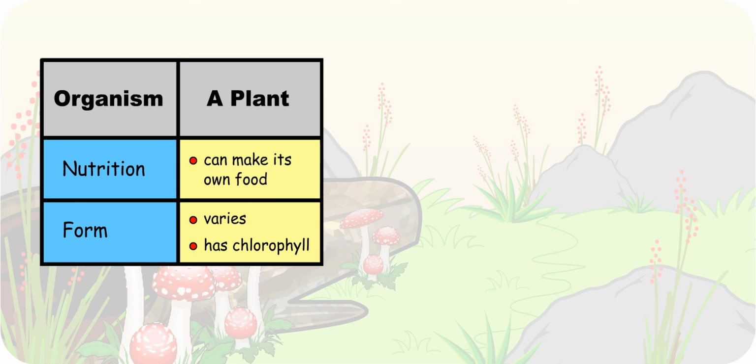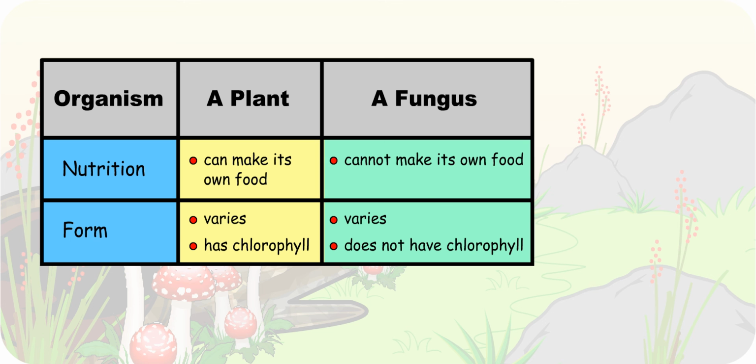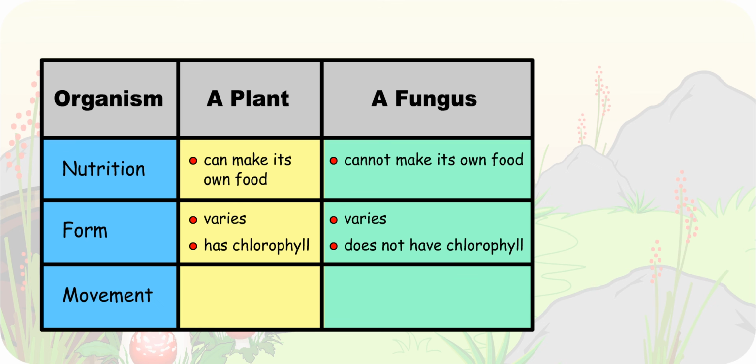Most plants can make food because they have chlorophyll. In the case of fungi, they do not make their own food. They obtain their food from other organisms. Very good, Turbo Girl. Now look at the table. Are you able to fill up the missing part?